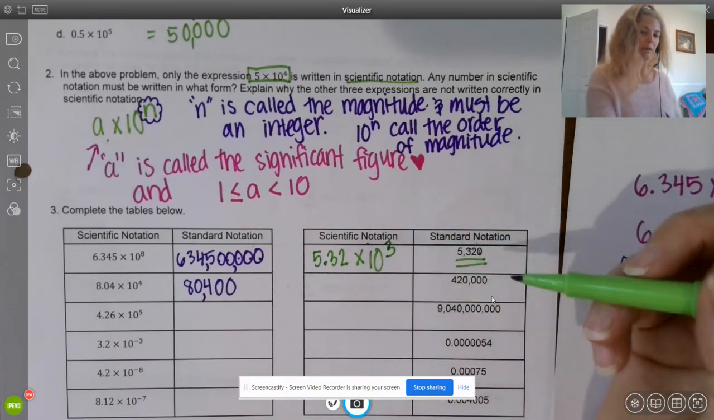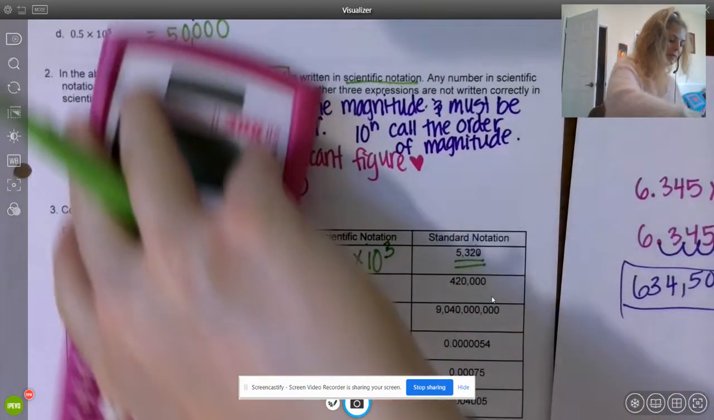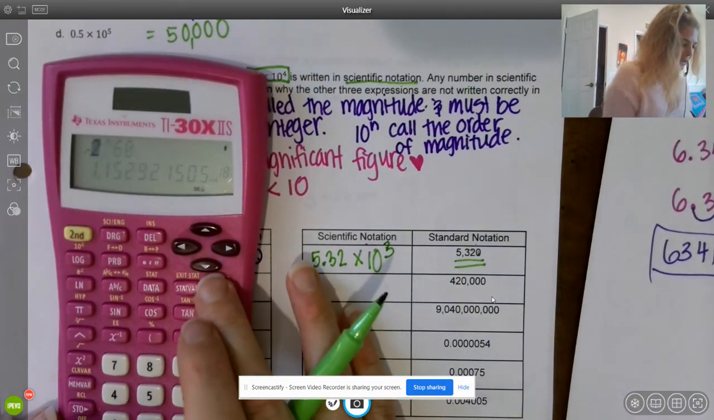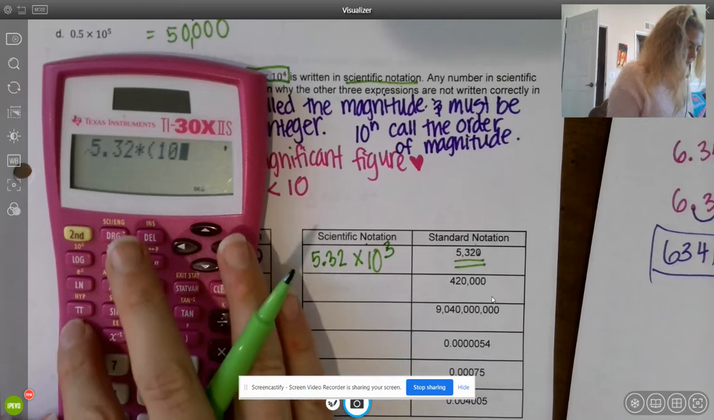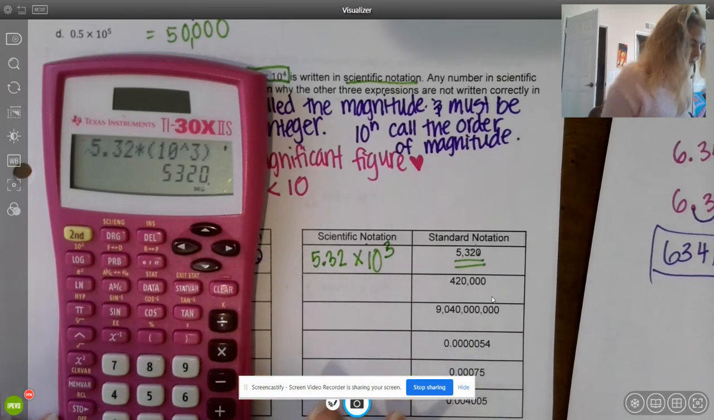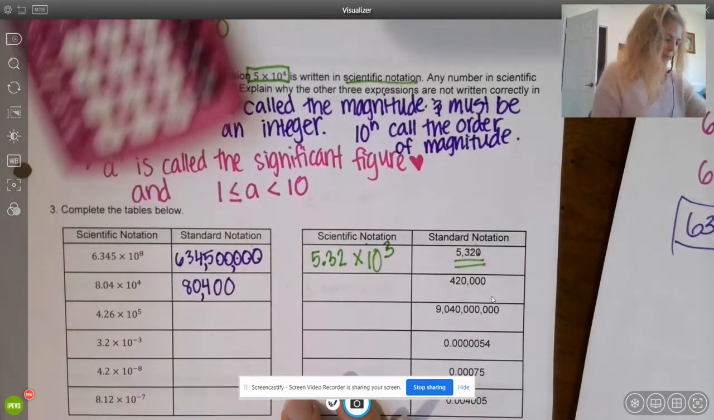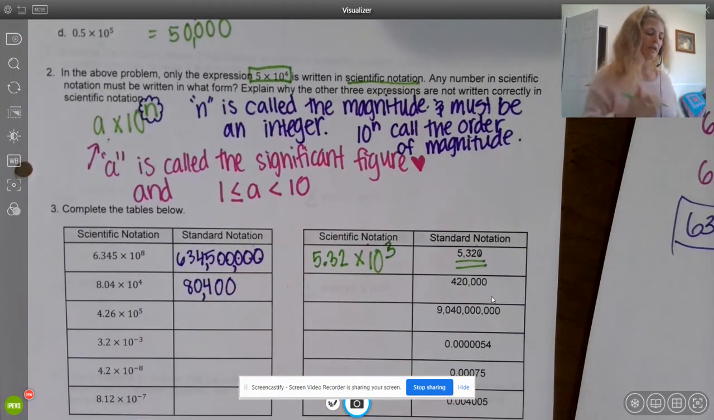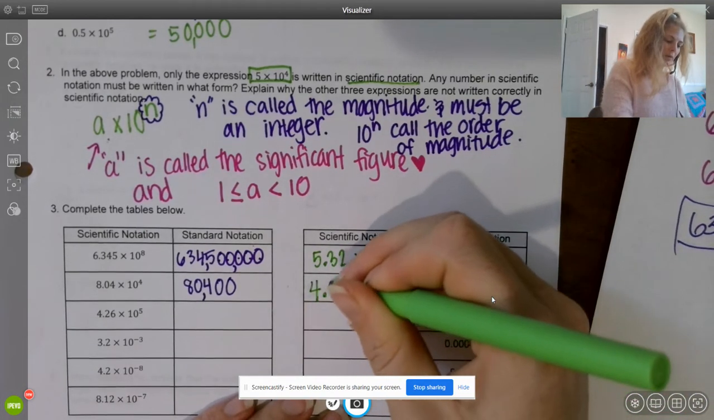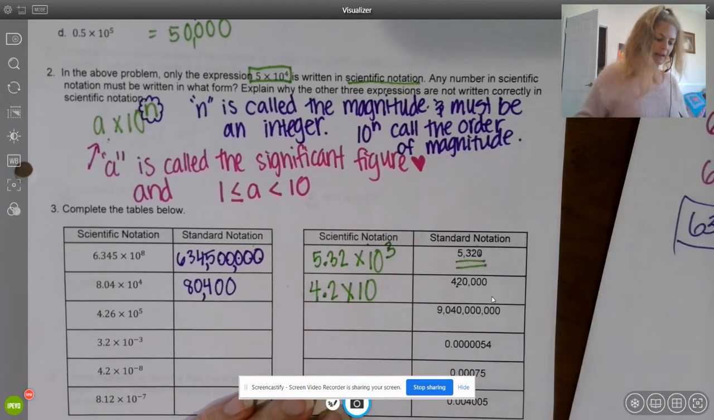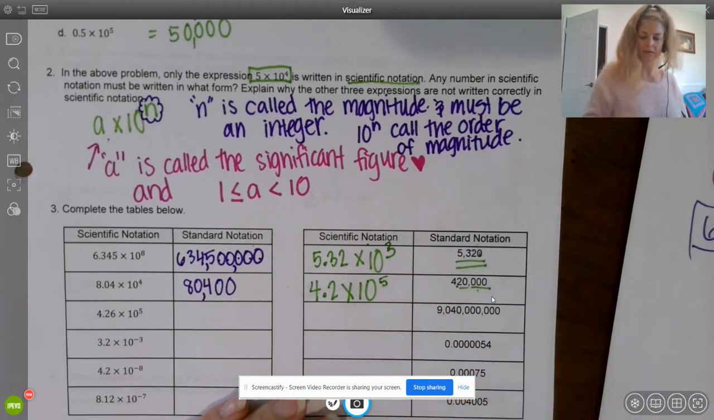And you can always double check that. You can always grab a calculator and double check it if you wanted to. So if I grabbed a calculator, I could put in 5.32 times, and I'll just put 10 raised to the 3rd power, and I get 5,320. Yay! Okay, so the next one we would write, remember we want it to be 4.2 times 10. There's 3 zeros and 2 more, so 10 to the 5th power.